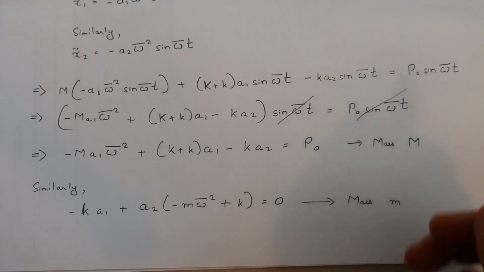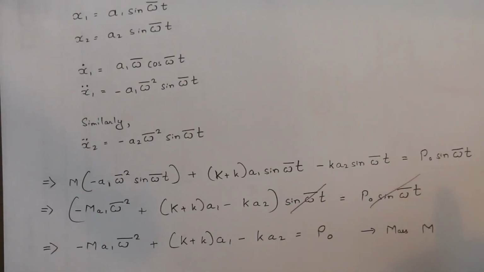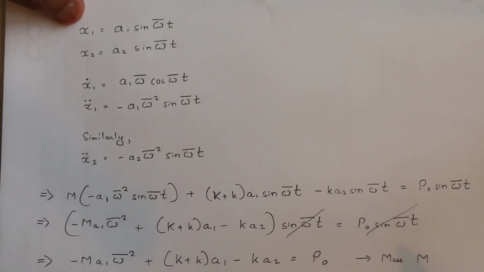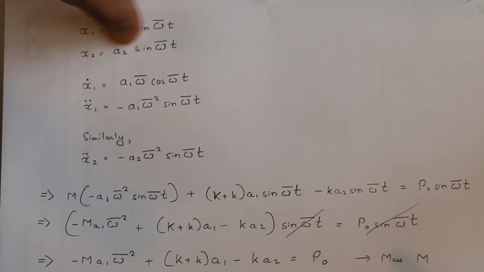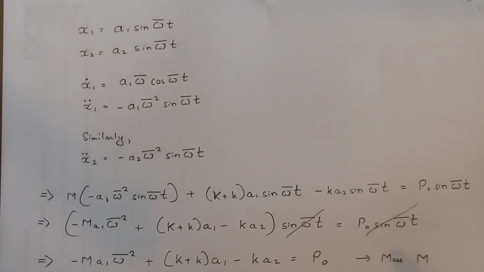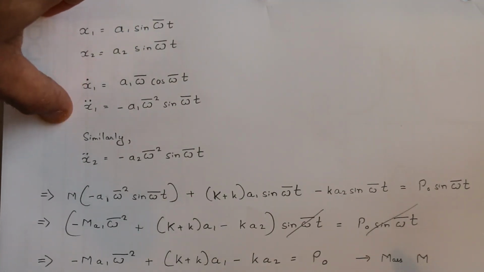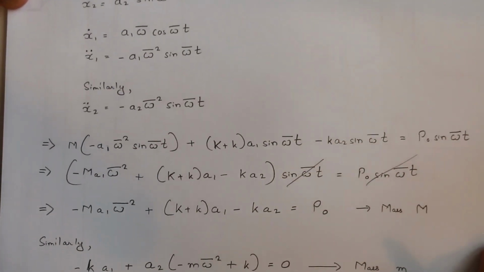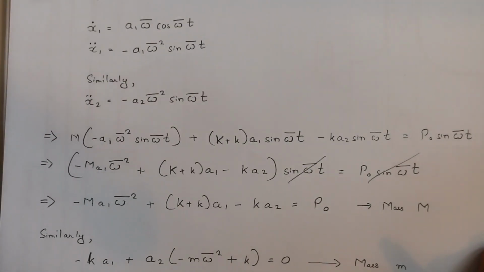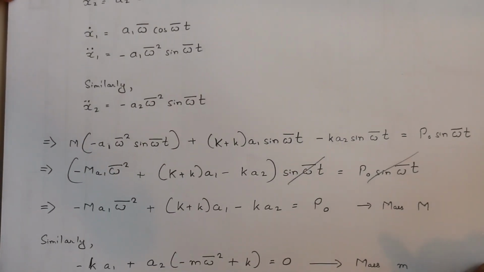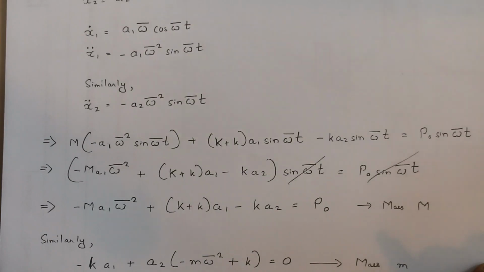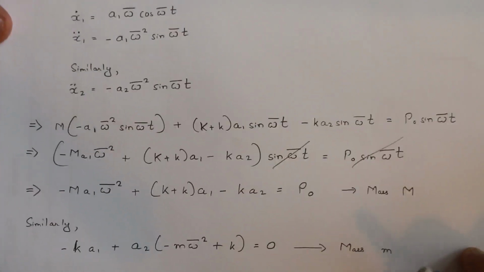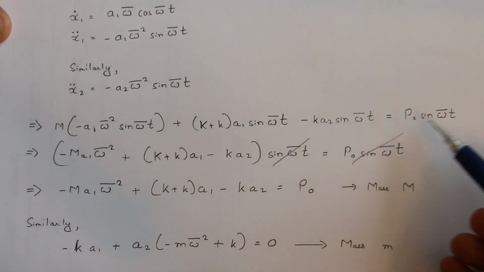Let's say that the harmonic response is represented as x1 equals A1 sin omega t for mass capital M and x2 equals A2 sin omega t for mass small m, the secondary mass. If I differentiate it twice, I get x1 double dot equals minus A1 omega square sin omega t. It's a very basic differential equation. And similarly for the secondary mass, x2 double dot is equal to minus A2 omega square sin omega t. What I did is I just replaced all the double dot values into the main equation, and in the end I get an equation that looks something like this.